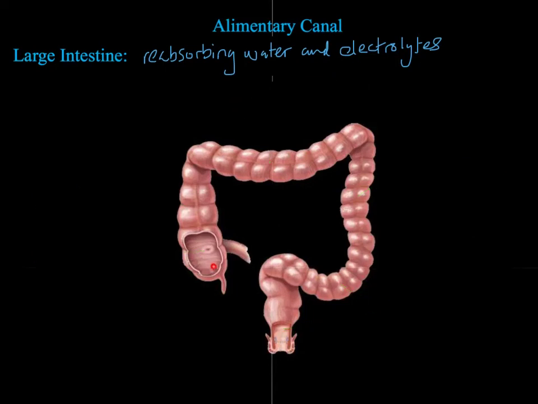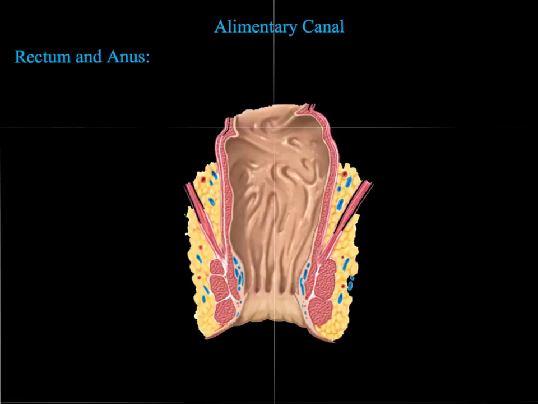As chyme passes through the large intestine and water is reabsorbed, what's left is a solid material stripped of water called feces. Feces is stored in the rectum until defecation. Defecation is the process of eliminating solid waste.